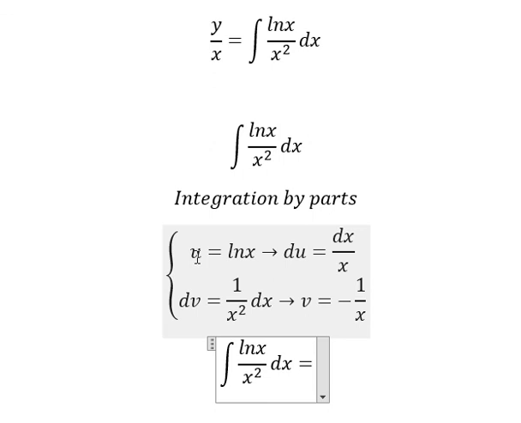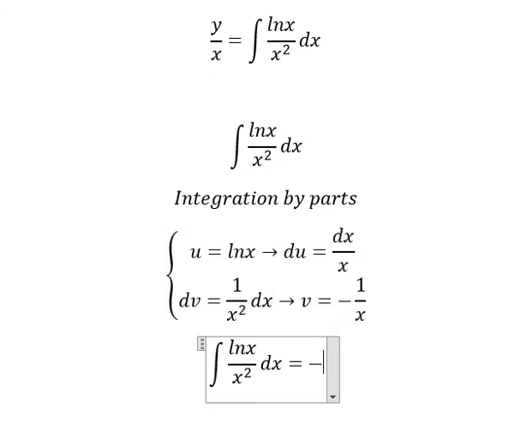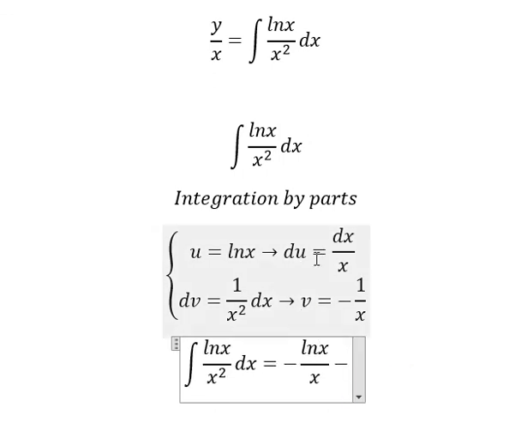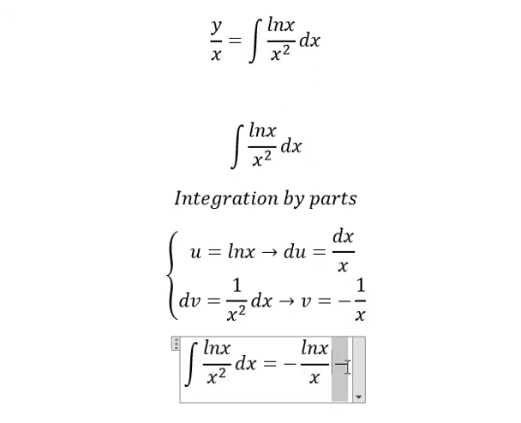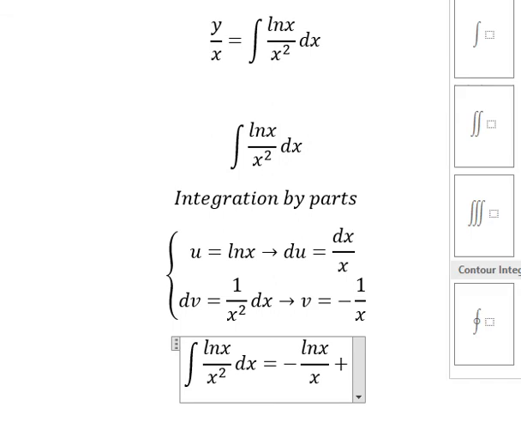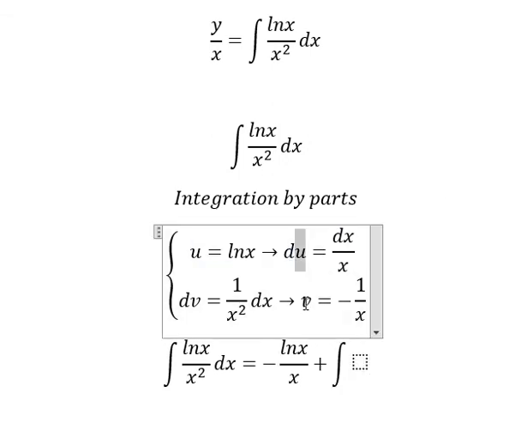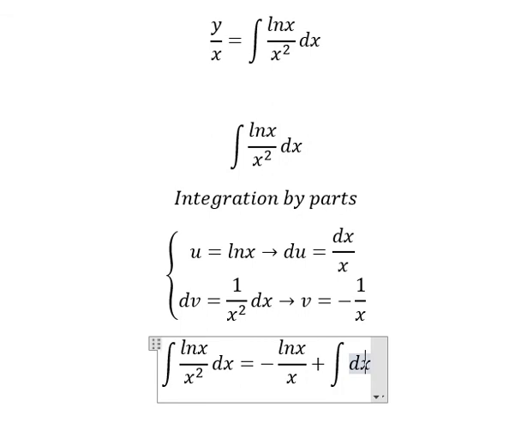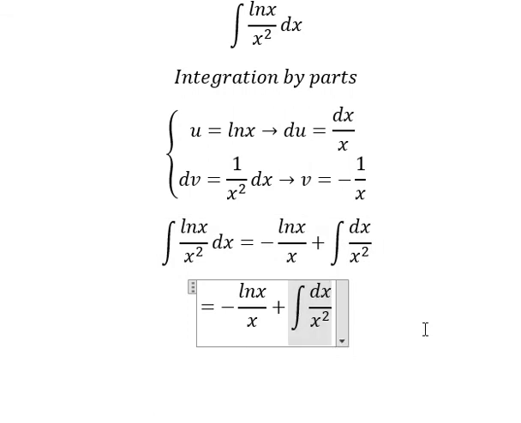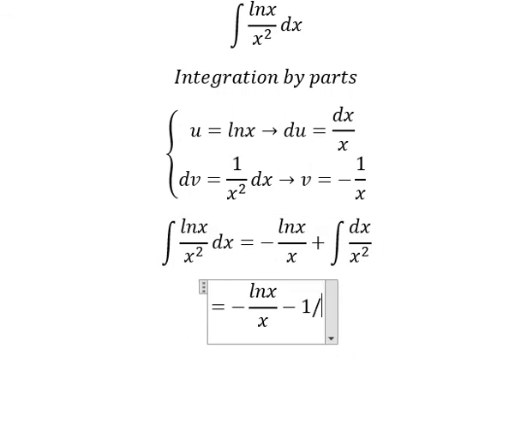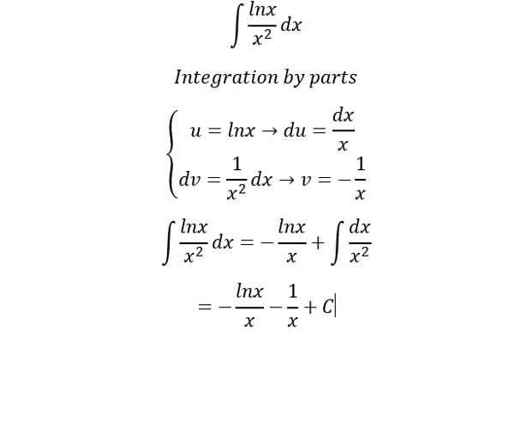So we have u multiplied by v minus du multiplied by v, but we have the negative sign, negative with the negative, you get positive, and then we have the integration of du multiplied by v. So we have the x over x squared. The integration of this one, you get negative 1 over x, and we put c.